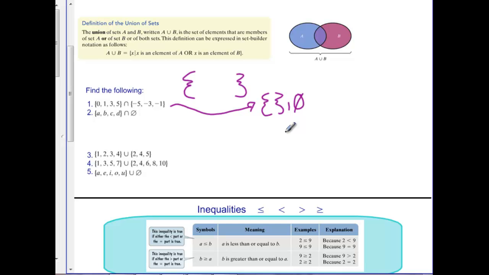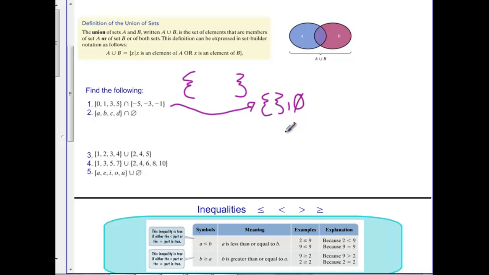If you were to do the braces and put a 0 in there, thinking you were telling me there were no elements, you just put the element 0 in there, right? So you can do the empty braces or you can do the null set sign. All right, what about 2?